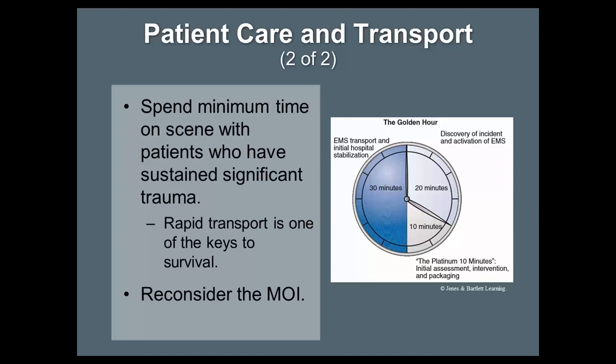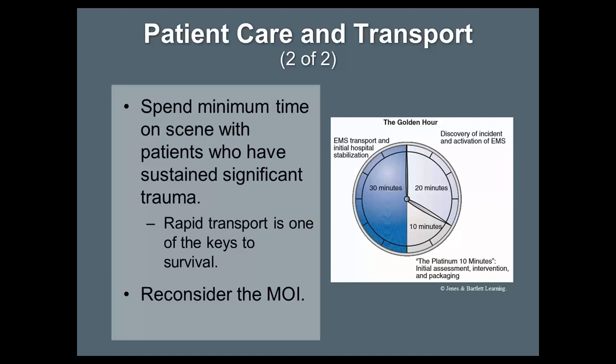Or, I don't know why somebody would do this, but they might be transporting priority one because their pressure was 80 over 40, and you give them a liter of fluid. Now it's 100 and you're like, okay, let's stop, we can turn everything off now. Don't be falsely reassured because the vital signs get better. A lot of times with trauma, they will not stay that way.